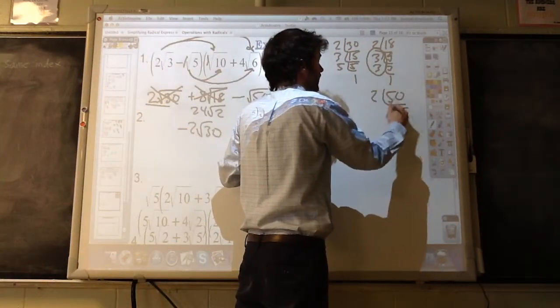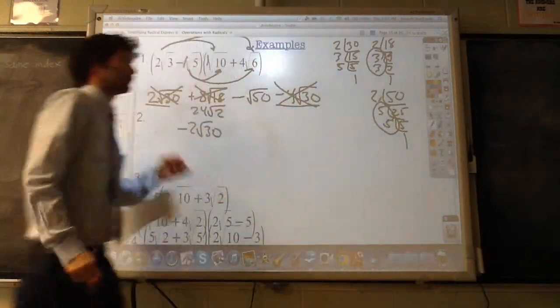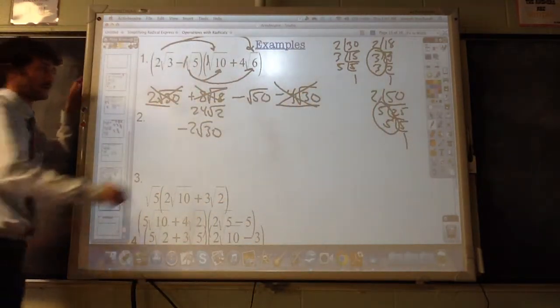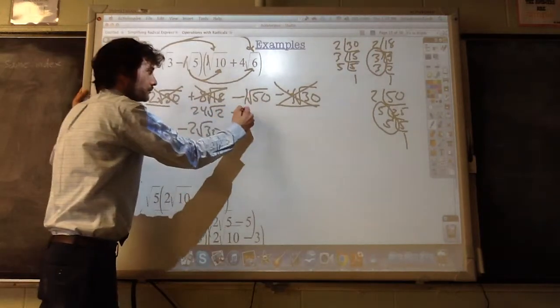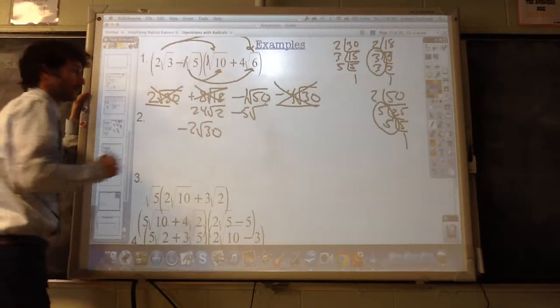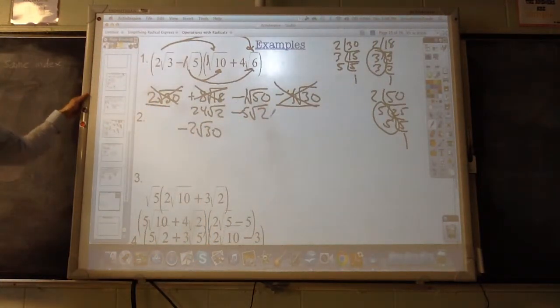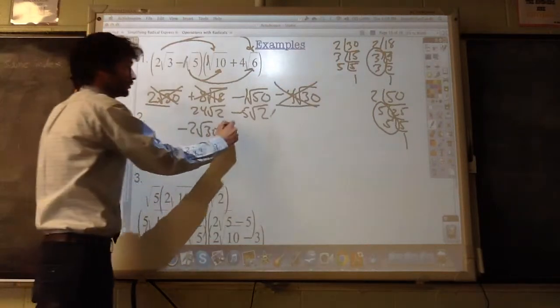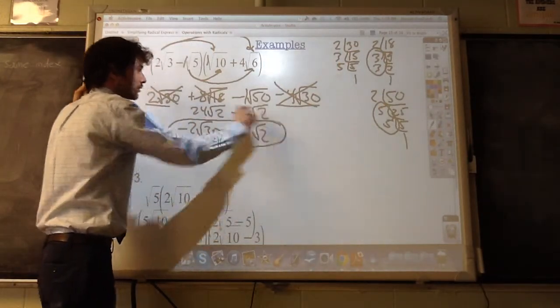2 times 25, 5 times 5, 5's prime. So I do get to pull out a 5, times the -1 that was there gives me -5 times the square root of what? 2 again. And so now these are like terms. So 24 square roots of 2 minus 5 square roots of 2, 19 times the square root of 2. And that's all I can do.